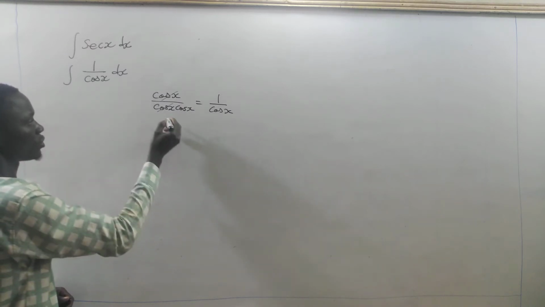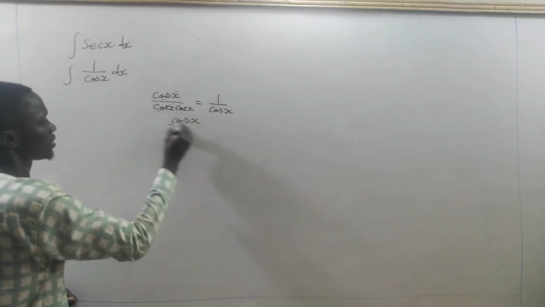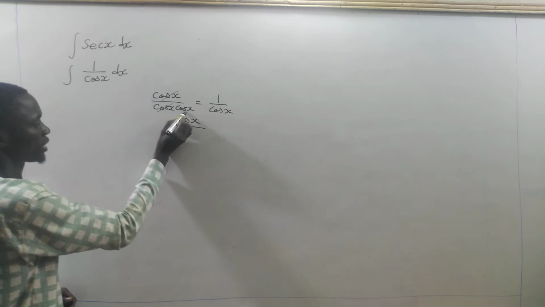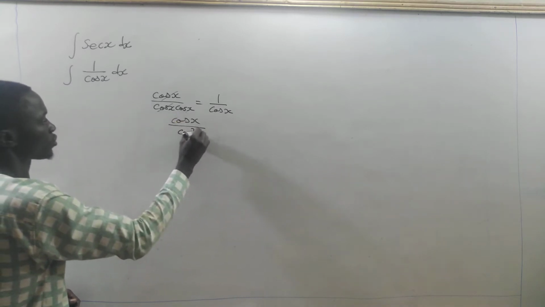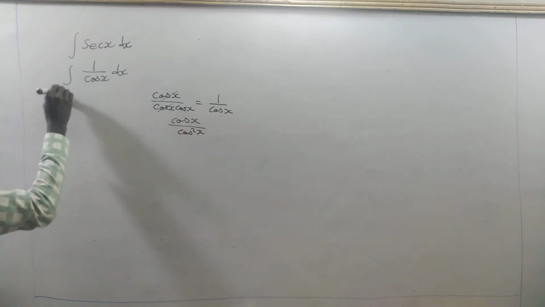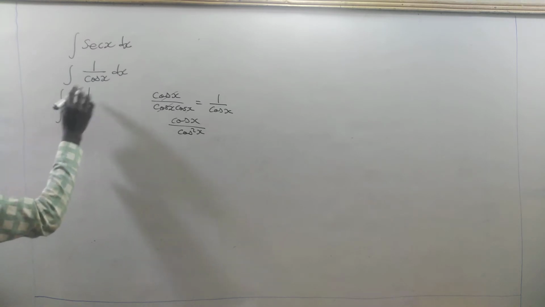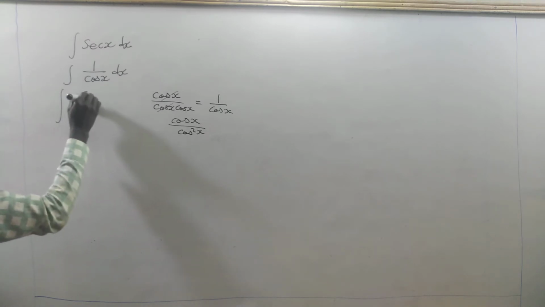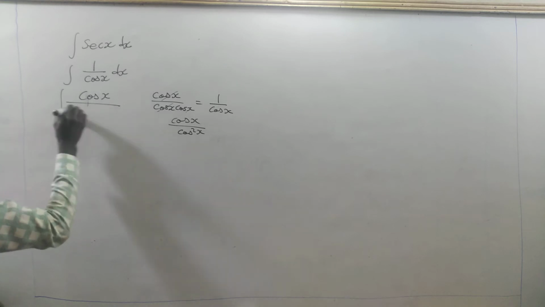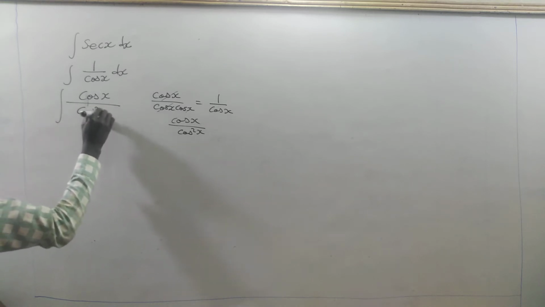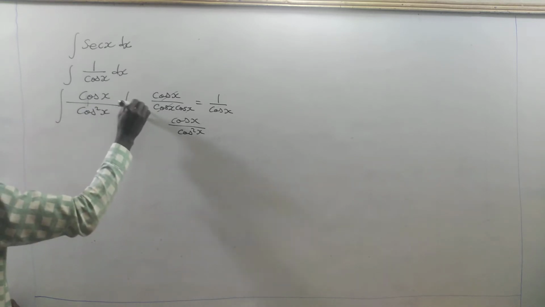So what do we do? So here you have cosine x divided by cosine x times cosine x, which will give us cosine squared x. So I'm going to write this as the integral of cosine x divided by cosine squared x dx.